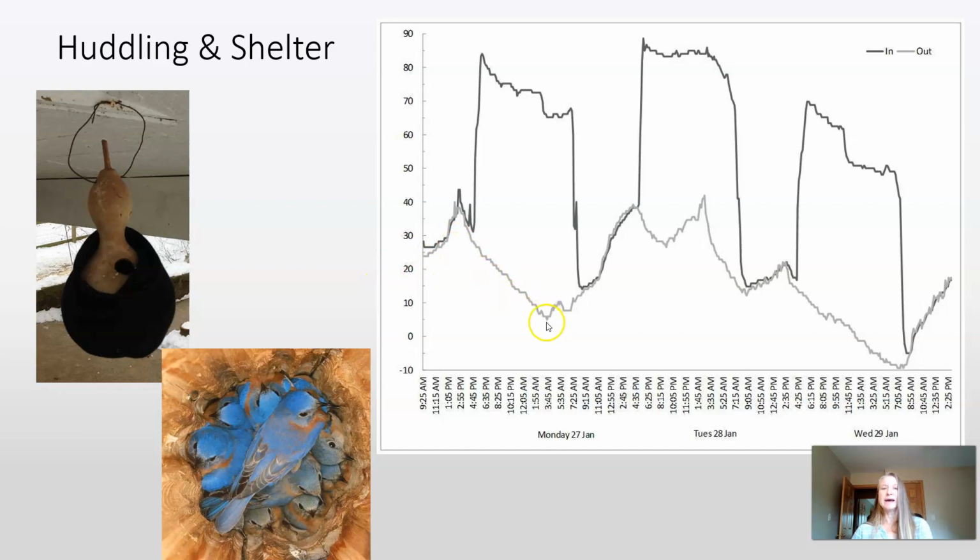But it was dipping down to close to 0. And even one night it dipped down to like negative 14 degrees, I think was the lowest temperature. I think it cut it off there. But you can also see what was happening inside the gourd. So obviously during the day, the birds weren't in the gourd. But around 6:30 at night, 5:30 at night, somewhere in there, the birds were coming in.